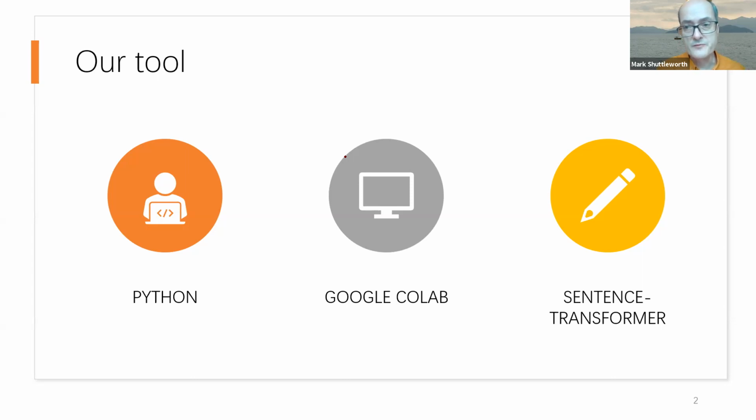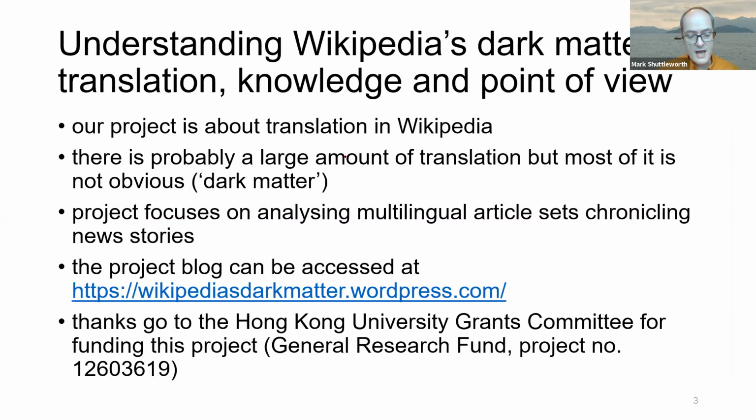I'm going to provide a little bit of background about the aims of the project now, of which this tool forms a part. As you understand, this is an academic research project, although we're hoping that some of the outcomes from the project will be of use, of value, of interest to people outside the academic community. So our project is called Understanding Wikipedia's Dark Matter: Translation, Knowledge, and Point of View.